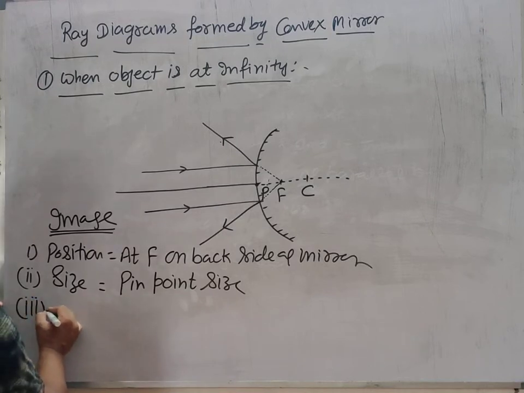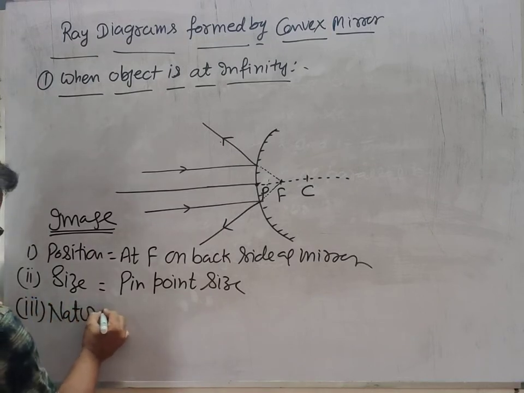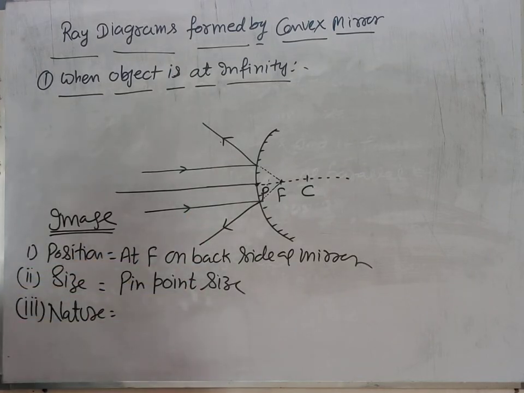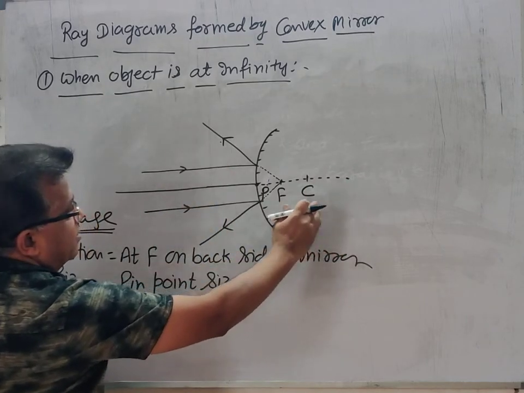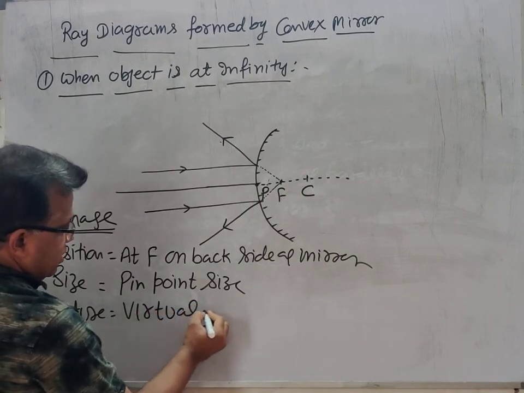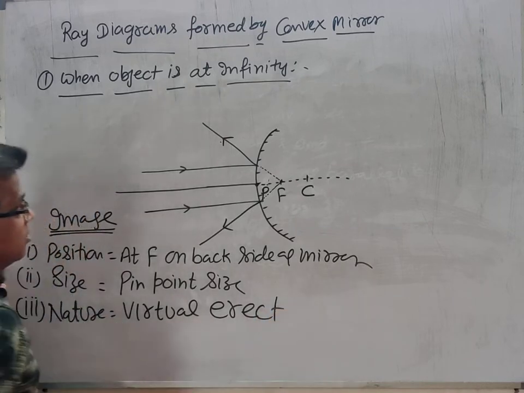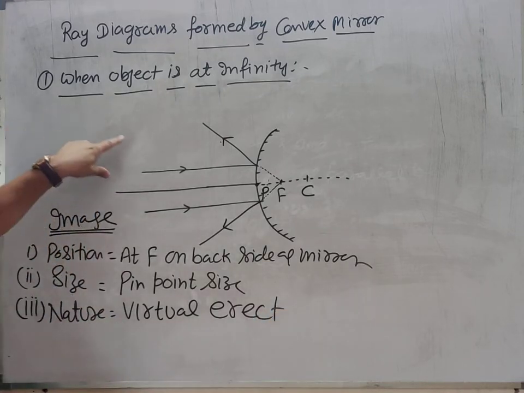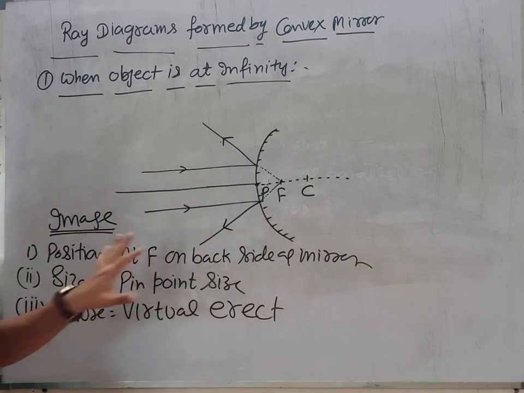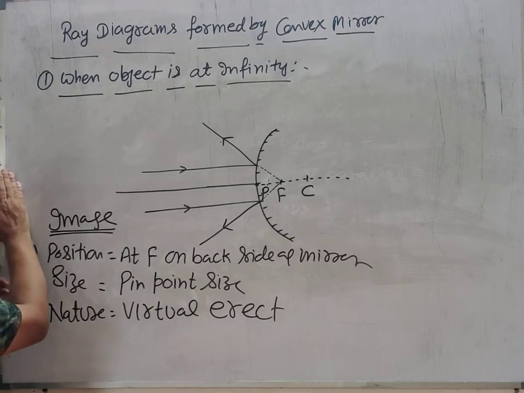Then what is the nature of image? It is formed on the other side. It appears to form, therefore it is virtual. And because it is virtual, therefore it is erect. So thus, when object is at infinity in the convex mirror, image formed is virtual, of very small size, erect, formed on the back side of the mirror, or we can say it is formed at F. Object is at infinity. As we move object toward here, then see what happens.